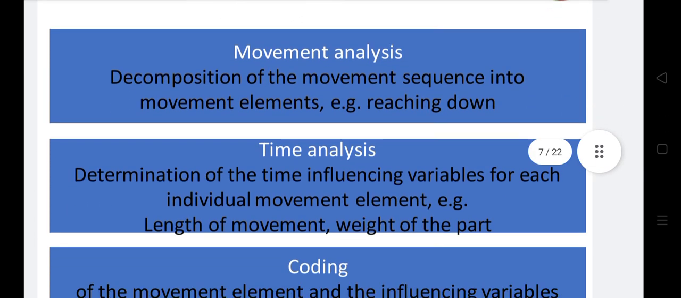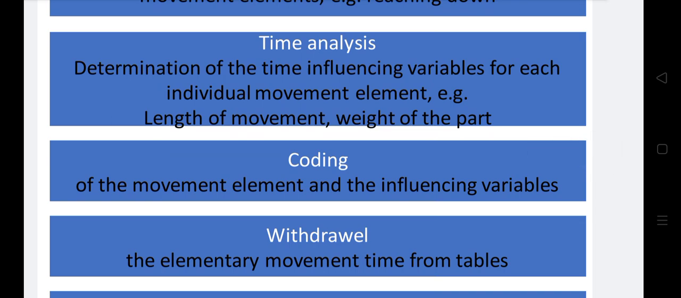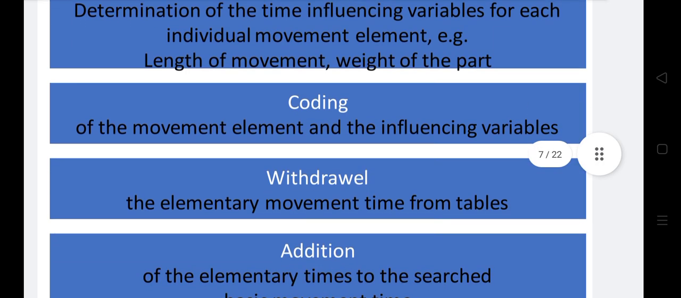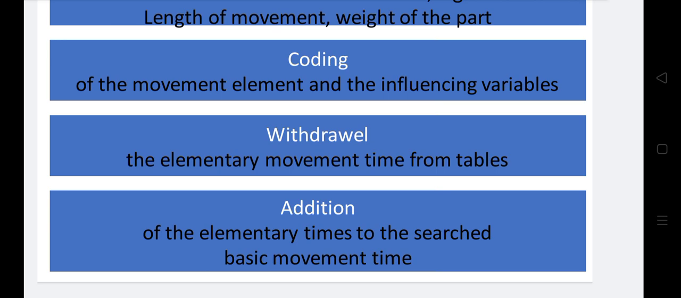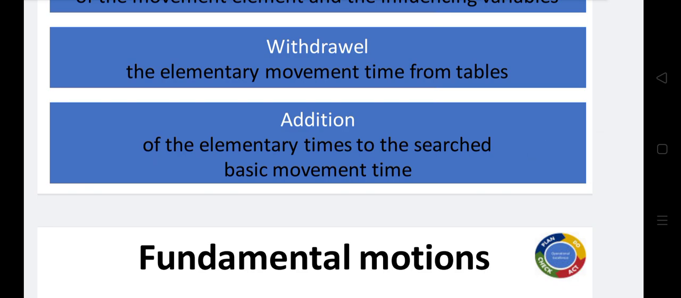MTM approach, movement analysis. Decomposition of the movement sequence into movement elements, for example reaching down. Time analysis: determination of the time influencing variables for the individual movement elements, such as length of movement and weight of part. Coding: coding of the movement elements and the influencing variables. Withdrawal. The elementary movement time from tables. Addition of the elementary times to the searched basic movement time.